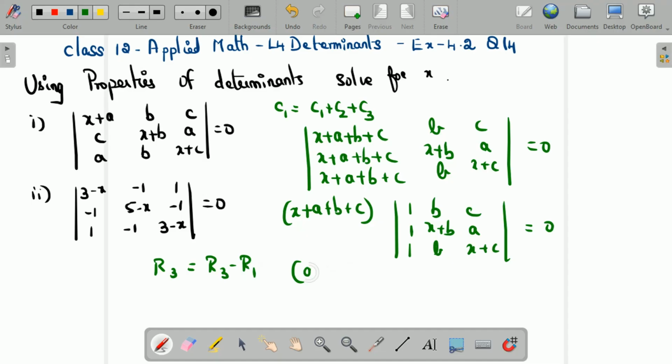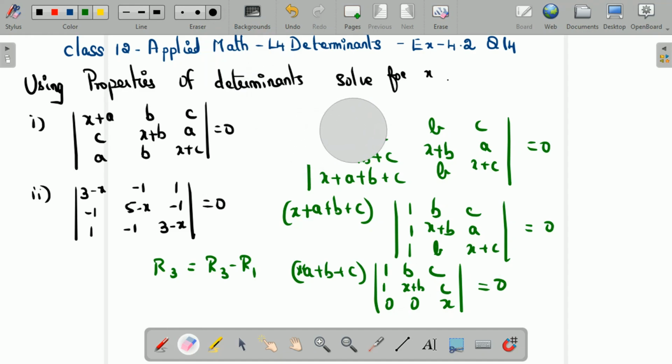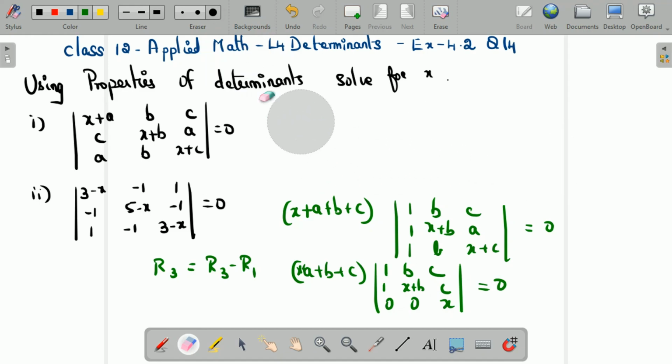So this will become x plus a plus b plus c, and this time R3 is modified, so I'm keeping the first row and the second row as such. So this is going to be 0, 0, x plus c minus c, which is equal to x. So now this is equal to 0. Now you see one row has been made equal to 0 except for one element. So we can directly expand along this row.